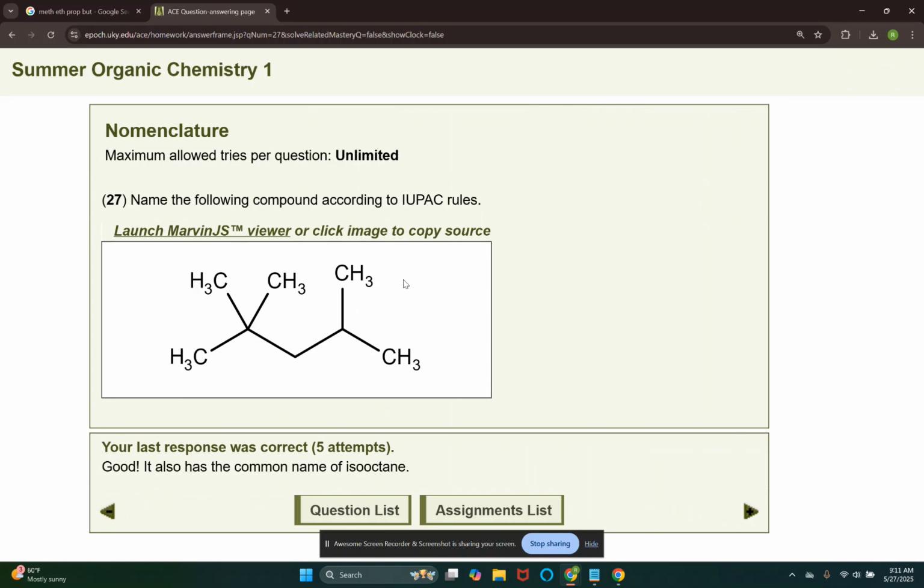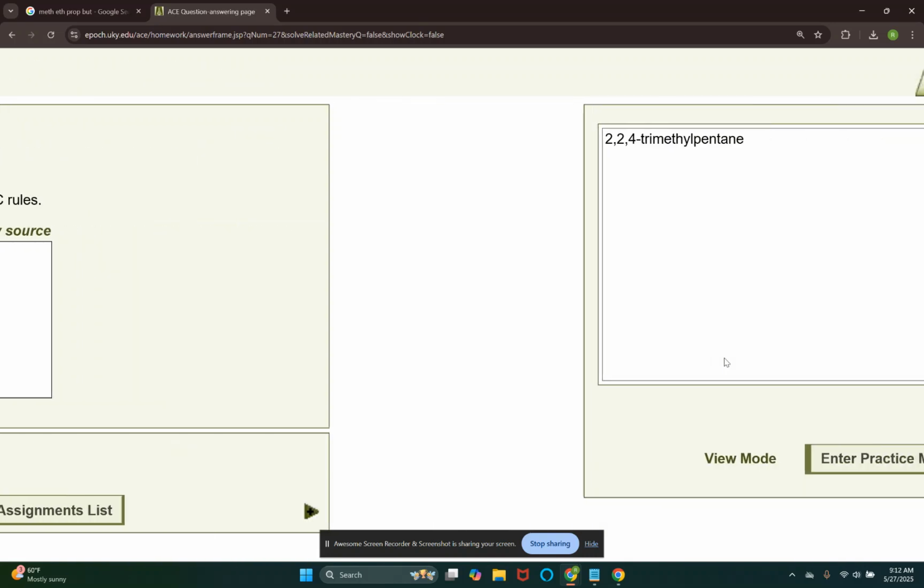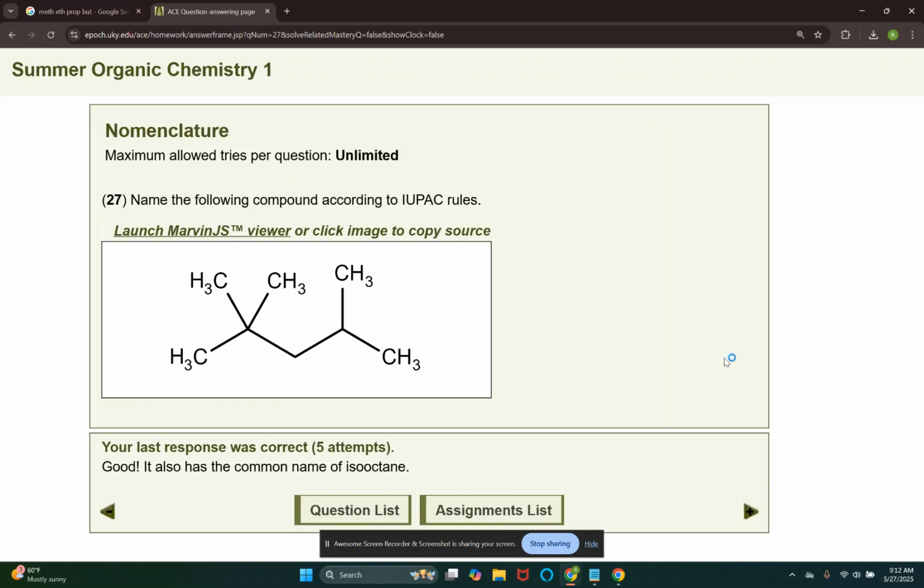2,2,4-trimethylpentane. And I mean, it really is common sense when you break it down. There are three methyls, so that's tri, and two of them are on carbon 2. One is on carbon 4. Our longest chain is pent, and we don't have any double or triple bonds, which makes it an ane instead of an ene or an yne. So we have 2,2,4-trimethylpentane.